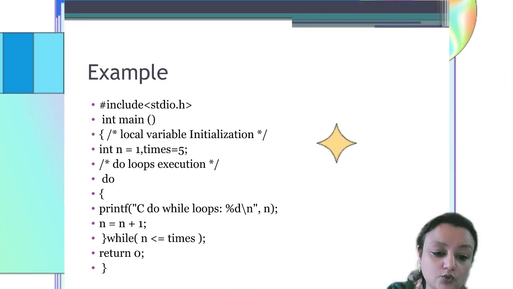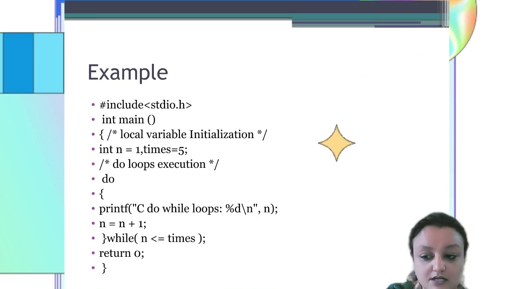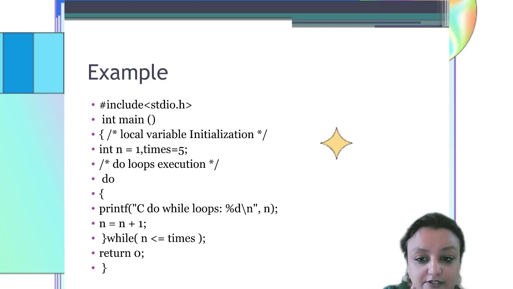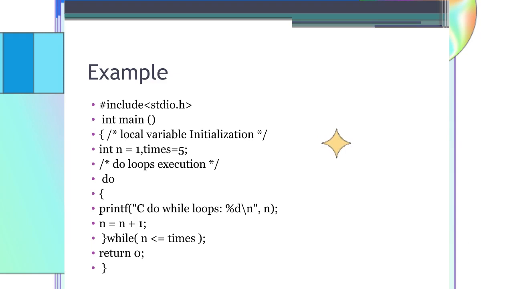Coming to the next part, that is the example of do while. Hash include stdio.h, this is the header file. We have included the header file. Int main, local variable initialization, int n equals 1 to 5. Do, loop execution, printf C do while loop, percent d is for integer type, backslash n is for new line, n equals n plus 1. So there is an increment of n every time with a plus 1 sign, and then the while condition is there, while n less than or equal to 5. Then return 0, and this is how it's done.